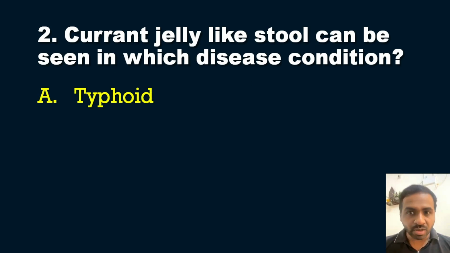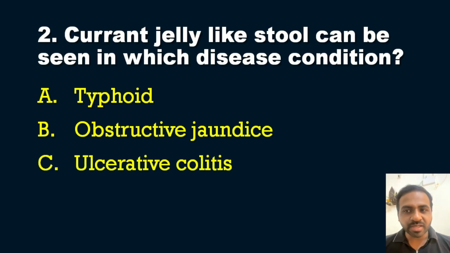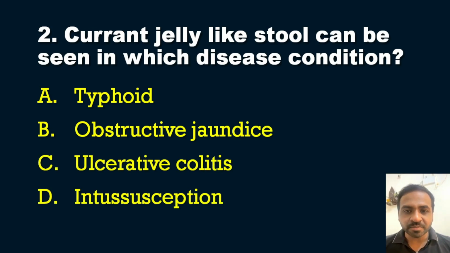The options for you are: the first option is typhoid, the second option is obstructive jaundice, the third option is ulcerative colitis, and the final option is intussusception. There is a peculiarity in the options I have given. In all these conditions, one or another type of stool characteristic can be seen. So currant jelly-like stool can be seen in which condition? That is the question for you. And you know that the answer to this question is intussusception.